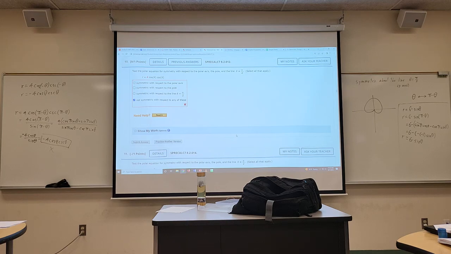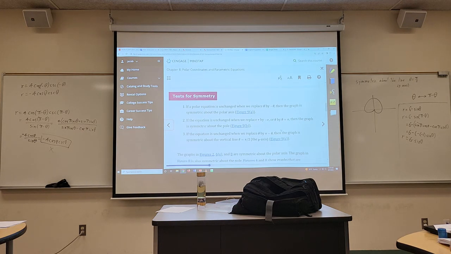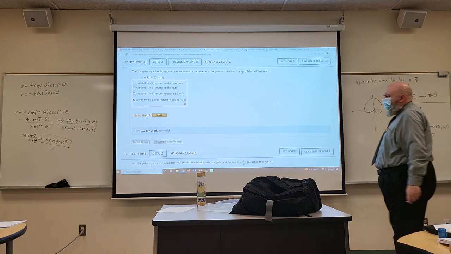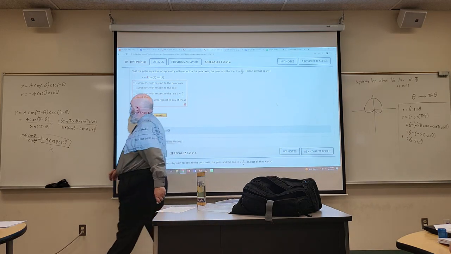Try just a third one. Yeah. No, I'm pretty sure it's the second one. Is there an alternate way of? Theta plus pi. That's the one. I forgot there's a different method to test for symmetry by the pole. It didn't look like it worked replacing R with negative R, but I must have missed something.